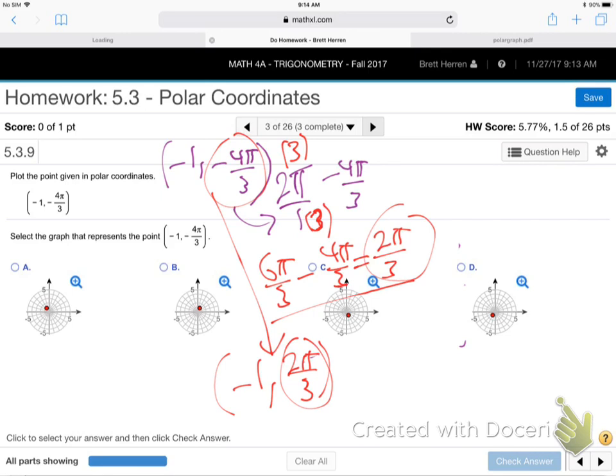Okay, so now we can go to our polar graph, turn the cannon to 2 pi over 3, and what's that negative 1 going to do? It's going to reflect it. Yeah, the cannon's going to backfire, basically, negative 1. So let's face 2 pi over 3, so we turn to face 2 pi over 3, and then we backfire 1. So let's do that.